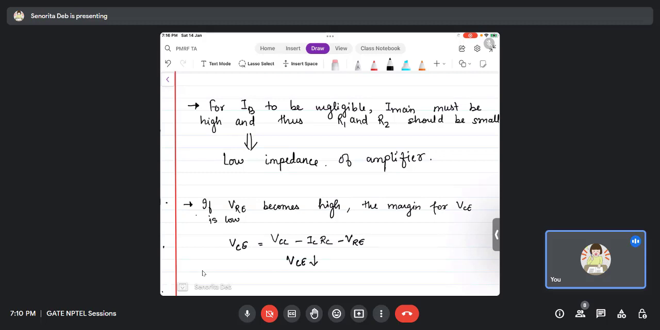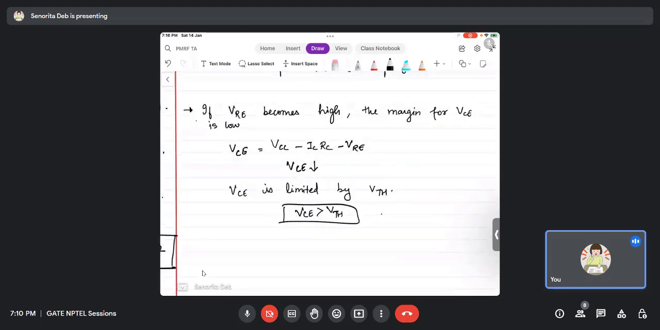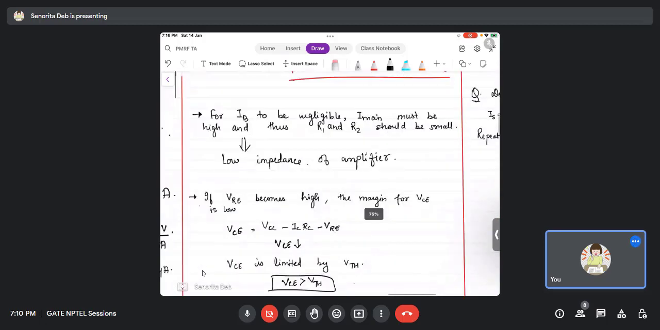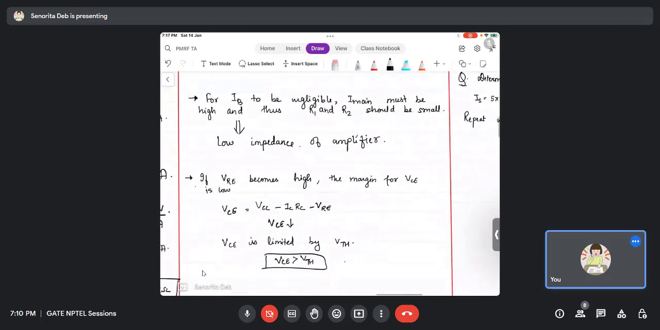Now the reduction of VCE is limited by VTH. VCE has to be greater than VTH. So this is another limitation. There has to be a particular minimum value of VCE that we saw when we were finding RC. There is one more example which shows these conditions, but I'm not solving that. We will straight away go to the self-bias stage. So please write it. I'm giving you 1 minute, and after that I'll start the self-bias stage.